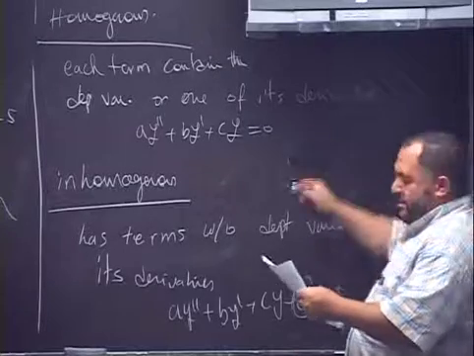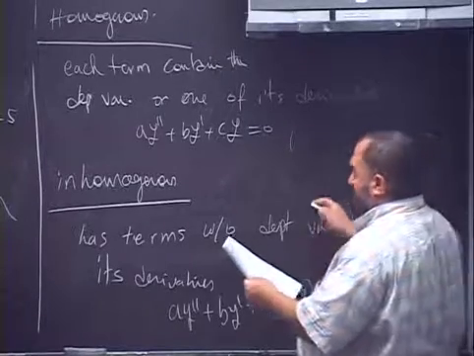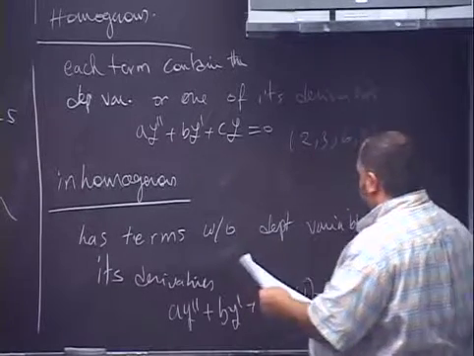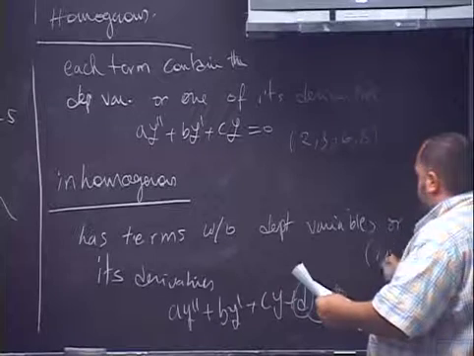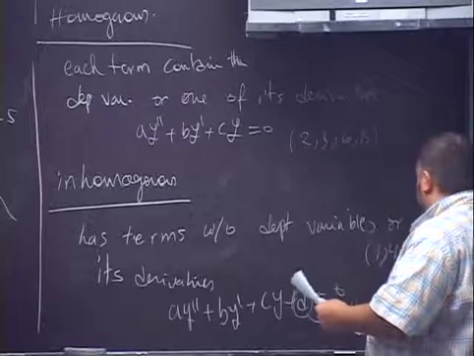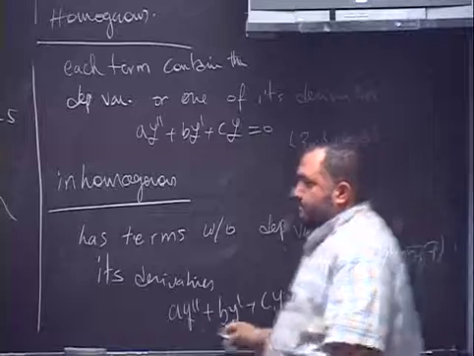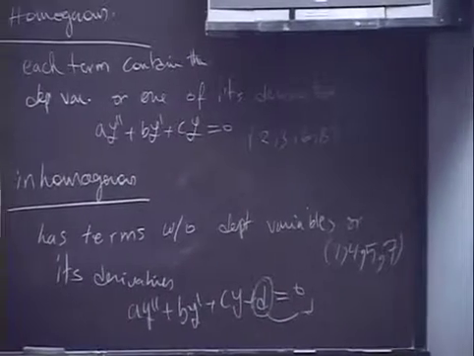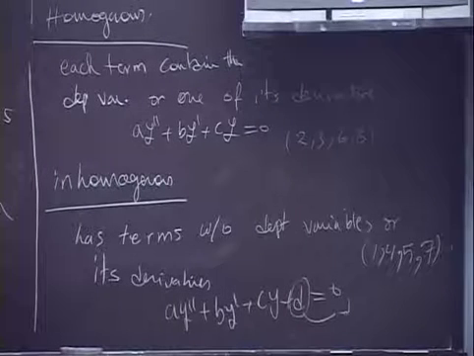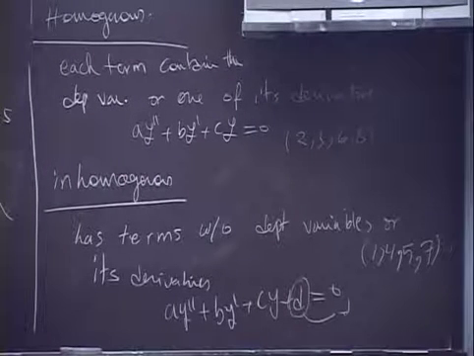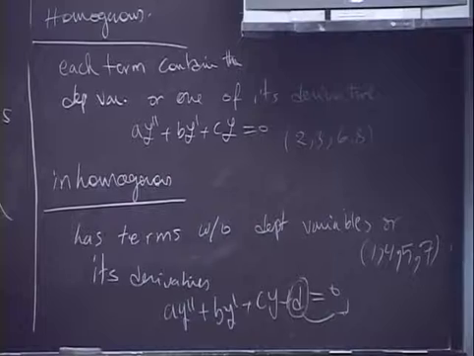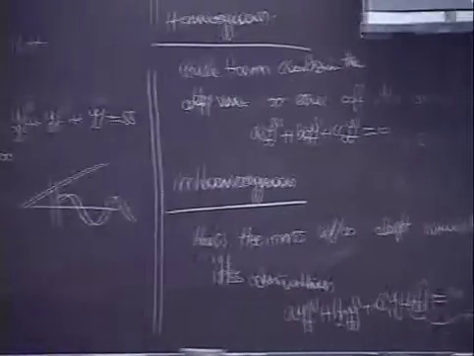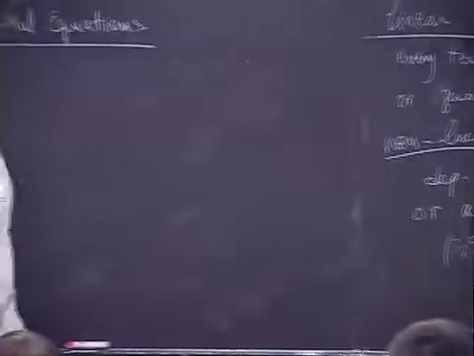So what equations are homogeneous? 2, 3, 6, and 8. And the inhomogeneous ones will be 1, 4, 5, and 7. Now we looked at the taxonomy of defining the differential equations. Now let's look at their solutions.